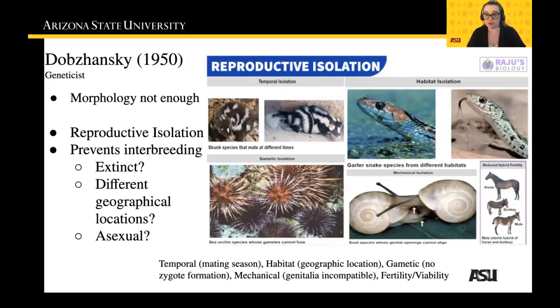One issue arose with this, though, in that this interbreeding, we can't identify in extinct animals or organisms. We can't identify it when they're in different geographical locations where we don't know both parts of the species actually exist, and we can't identify it in asexual organisms. So it seems that reproductive isolation is not enough.